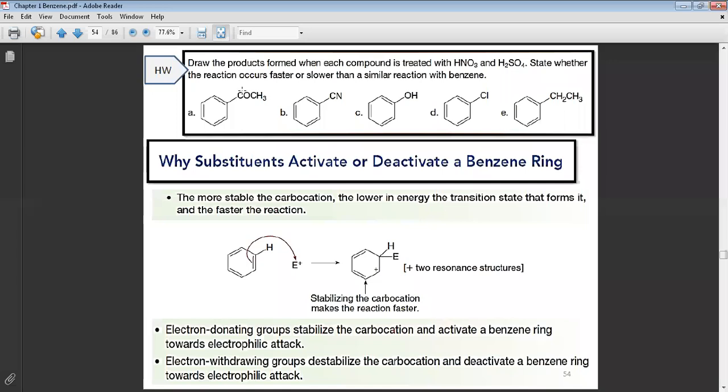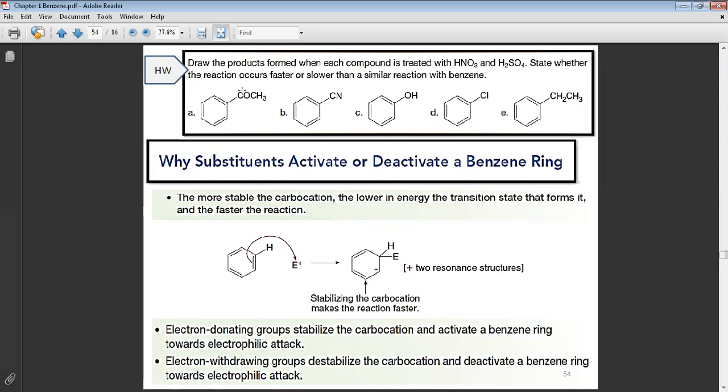Resonance. What is the orientation? Ortho or para? Also para. Okay, good. Now, take this: why do substituents activate or deactivate the benzene ring?